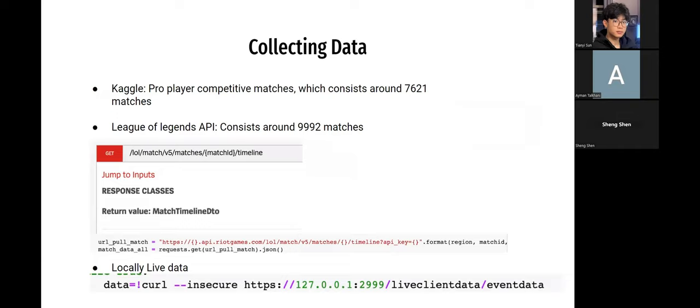The Kaggle data set includes competitive games from 2015 to 2017, which has 6.4K games in it. For collecting data from the Riot API, we first gather 10K match IDs, each of which gives us a JSON file from the API. To easily run through all 10K match IDs, we use the Python request command. For live data, collecting the data requires the game to run locally because it is based on CURL, so we can fetch the data of the live game from the local server.